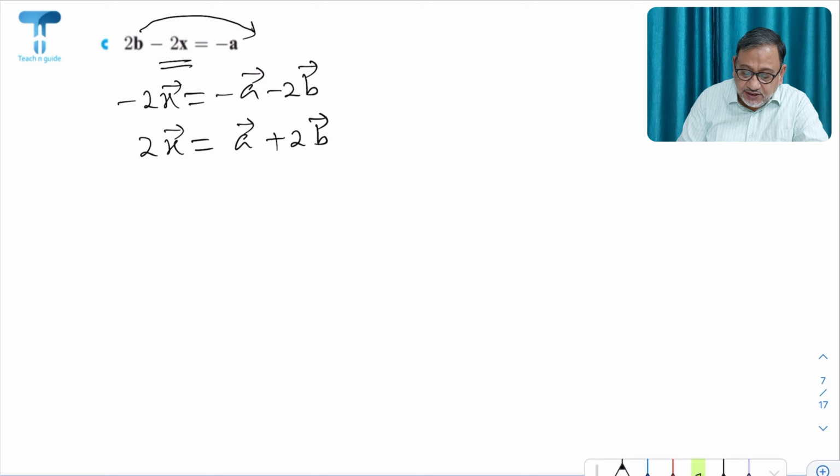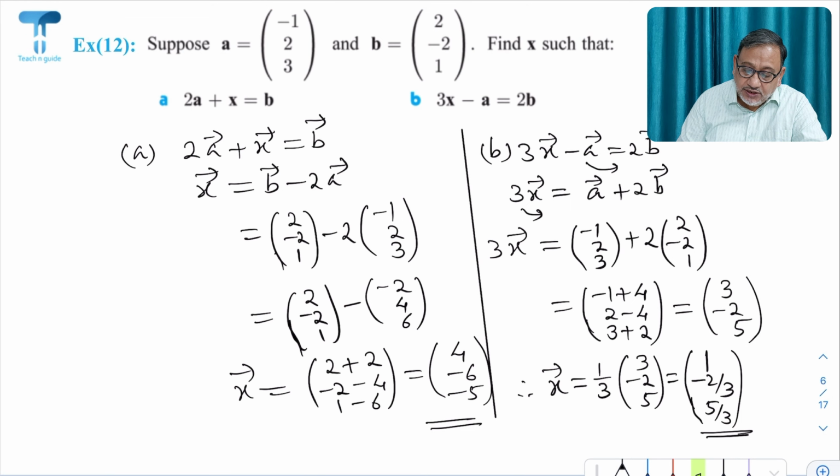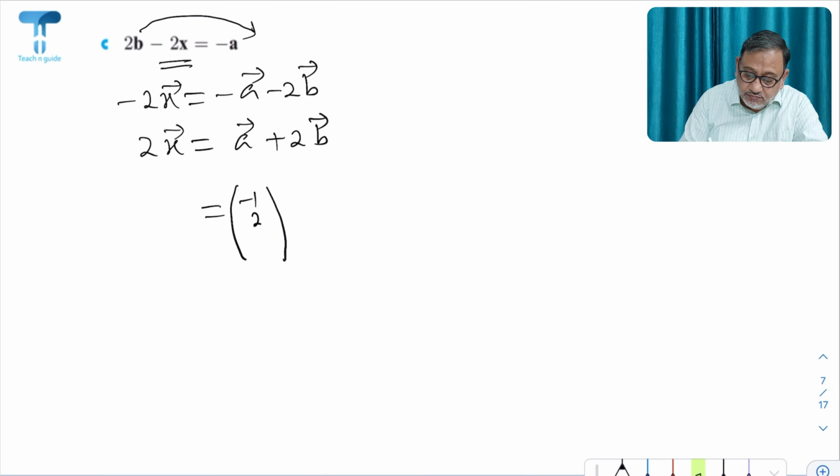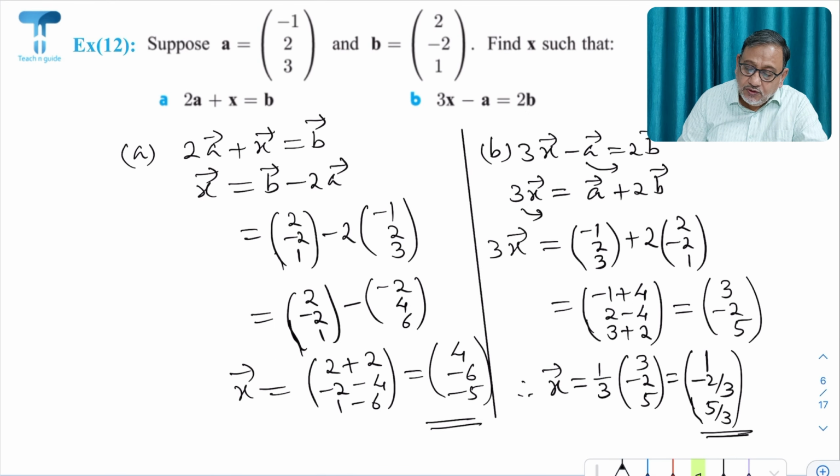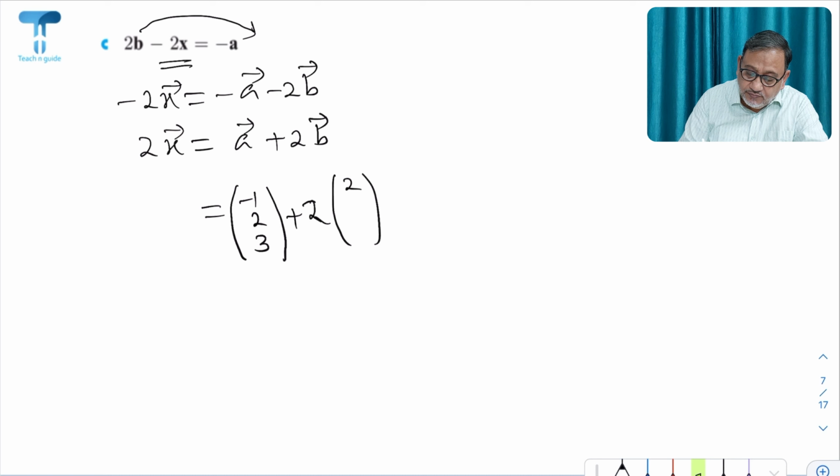So I have just multiplied by -1. So we can multiply by -1 everywhere, so I get all of them positive. Now vector A I have to write here. So vector A was (-1, 2, 3) plus 2 times vector B, which was (2, -2, 1). So this will be -1, look here, -1 and 2 times 2 is 4, -1 plus 4.